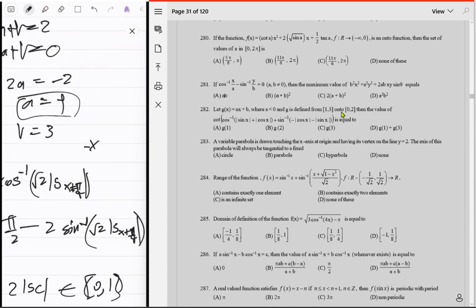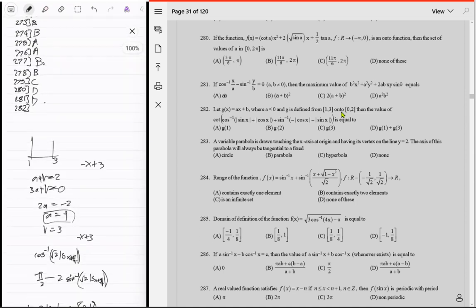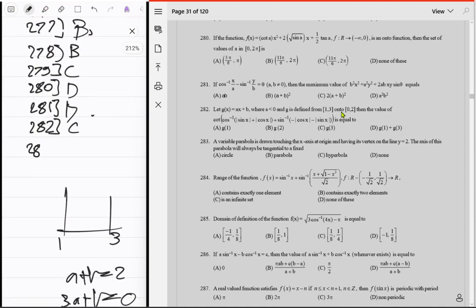So when is it 0? It's negative x plus 3, I guess. Negative x plus 3 equal to 0, x equal to 3. So g of 3 is 0. So C is the answer. Next question. Haven't we already done this one? Yes, 23.